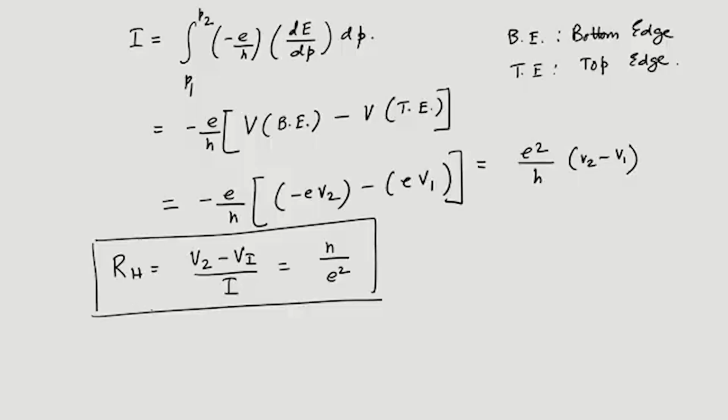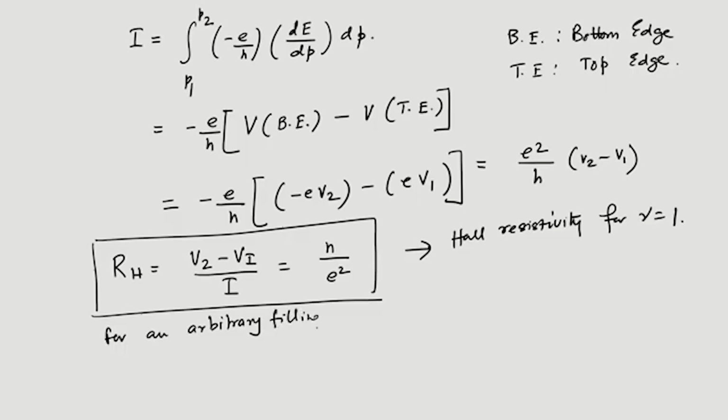And from there we have calculated the total current and have calculated the Hall resistivity. So for an arbitrary filling fraction, this is just for one electron. So this is the Hall resistivity for nu equal to 1. Okay. So for an arbitrary filling, your RH becomes exactly of the form that you are familiar with. It's h over nu e squared, where nu is an integer for the plateaus to take place.